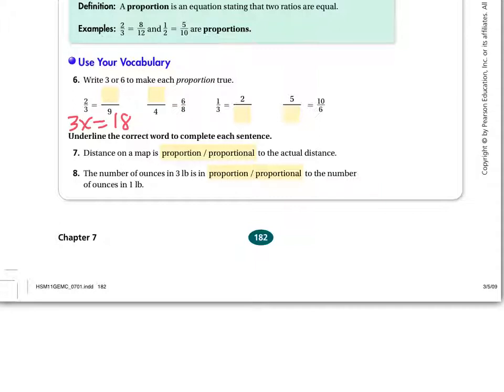3 times what number gives you 18? 6. So that means that the number in the box must be 6. So that's one way that you could figure these out.